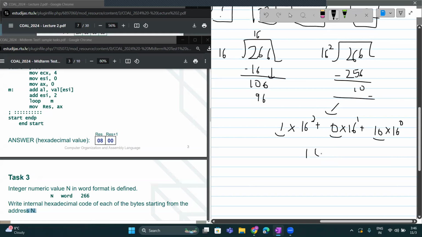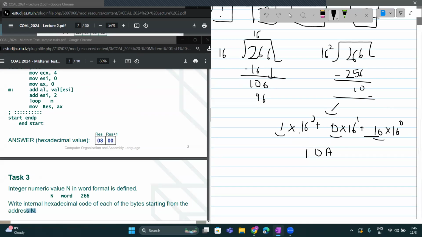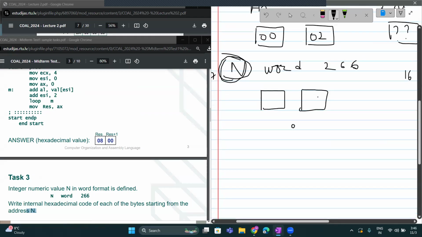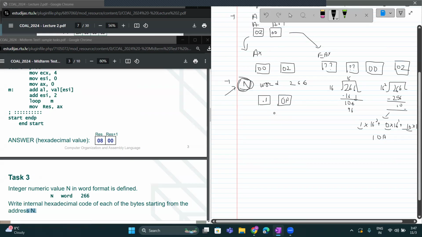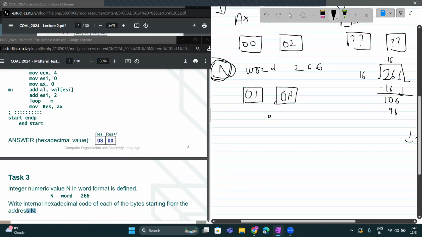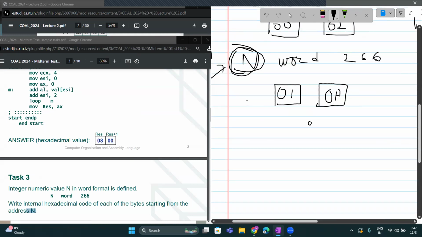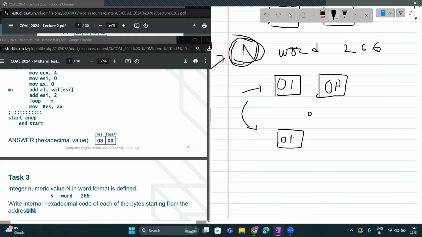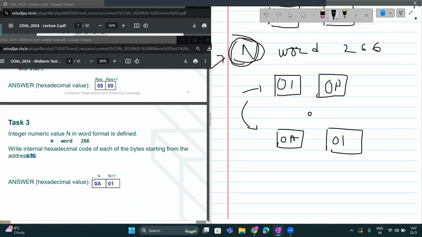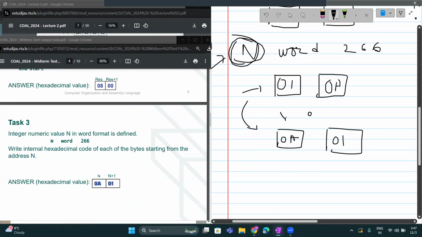It's 1, 0, and 10 will be A. And if it's word format, so A, 0, 1 here. So this is in normal form, but we are doing it in memory form. That's why it will be swapped: 0A and 01. So that's the answer, 0A, 01. And the address is N and N plus 1.